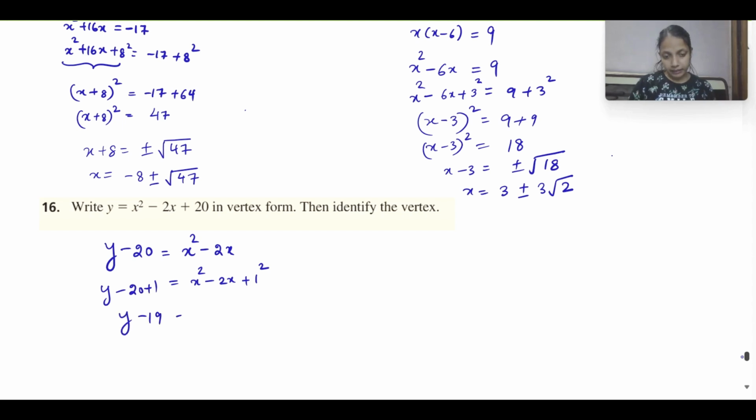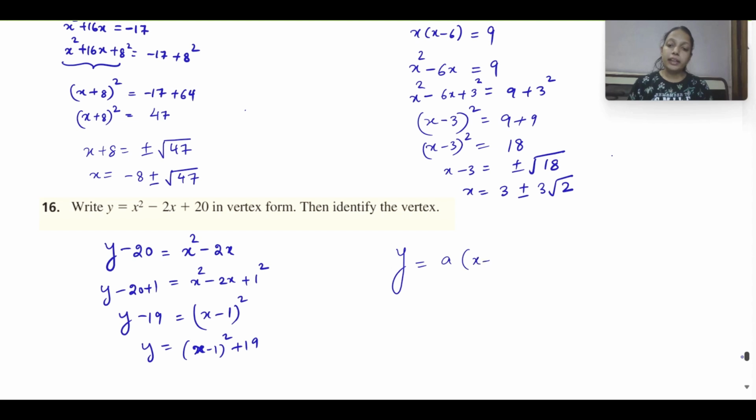Y minus 19 equals x minus 1 whole square. Shift 19 to the other side, it becomes plus 19. This is the vertex form. So vertex form is y equals a times x minus h whole square plus k. Okay, here is a vertex form.